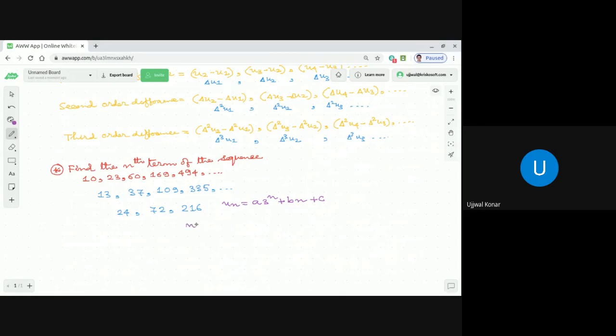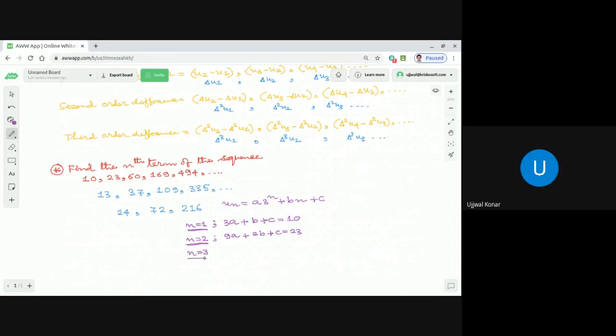If we apply n equal to 1, we will get 3 into A plus B plus C, that is equal to 10. If we apply n equal to 2, we are going to get 9 into A plus 2 into B plus C is equal to 23. Correct, not dear students?